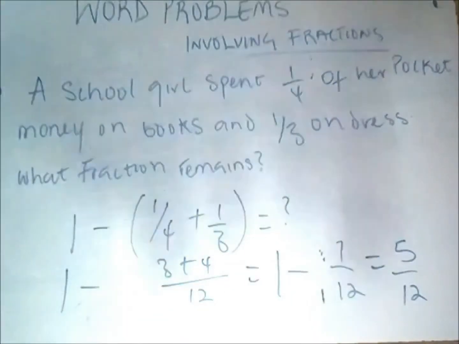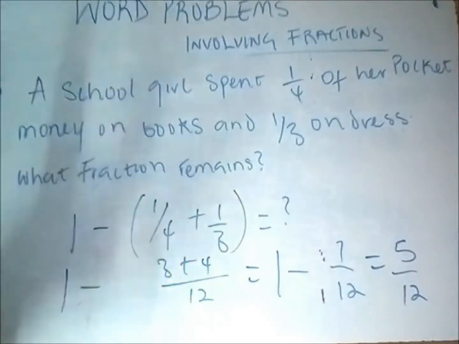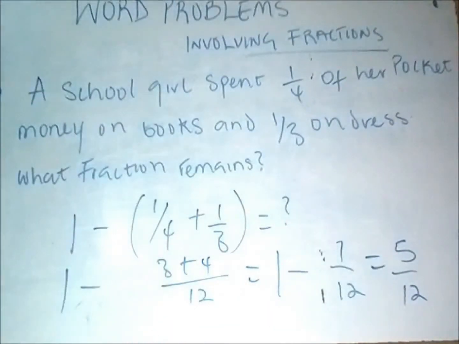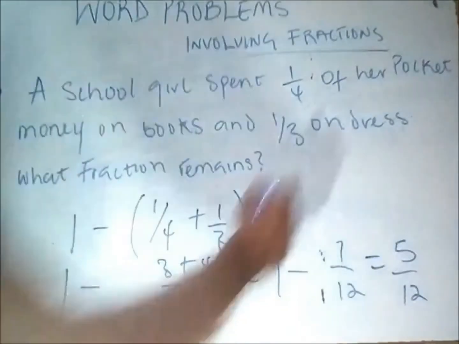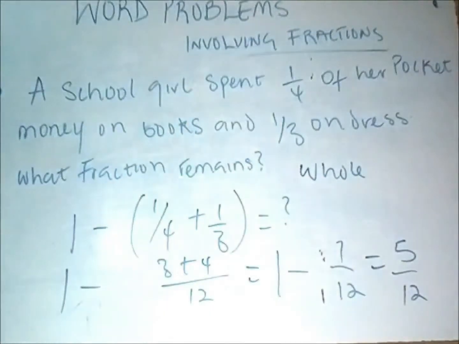So just remember that from this question, since we're just asked to find the fraction of pocket money remaining, we have to look at the pocket money as a whole. If you want to know what I mean by whole, it's just like WHOLE. So as a whole, meaning just as one, like we put here. So we're not really concerned about the pocket money, we're just concerned about what fraction remains.